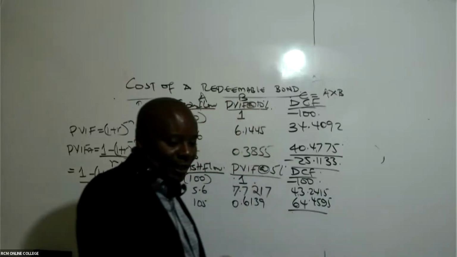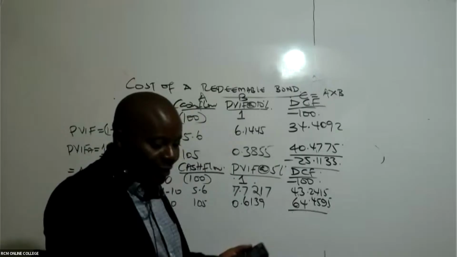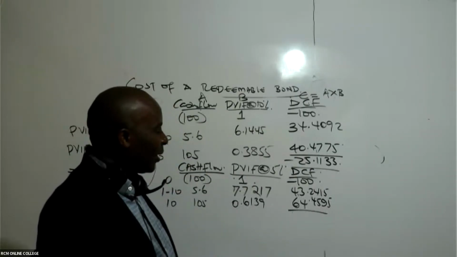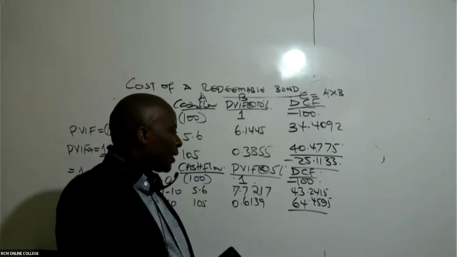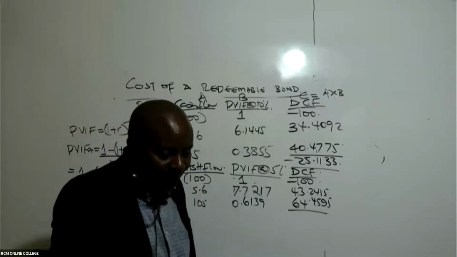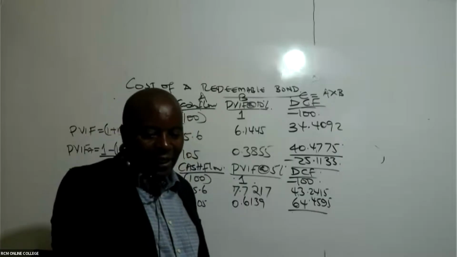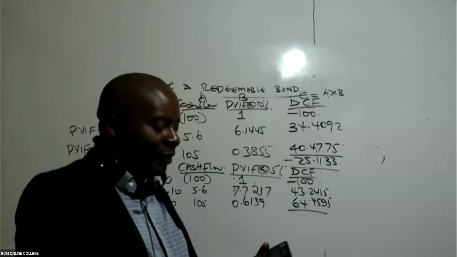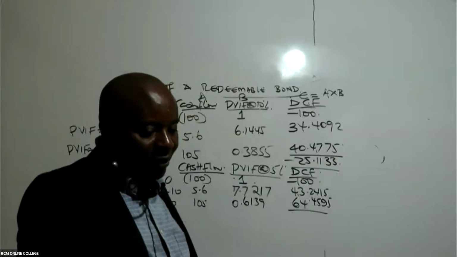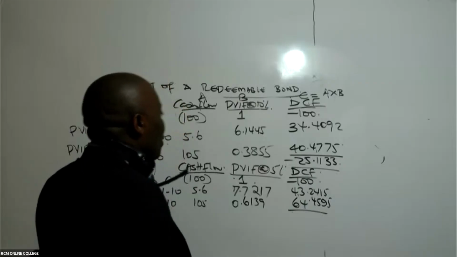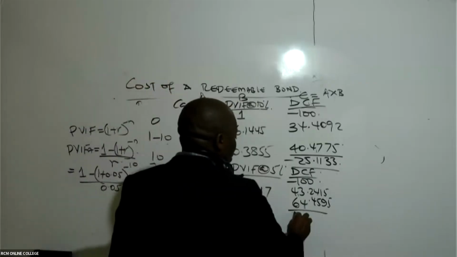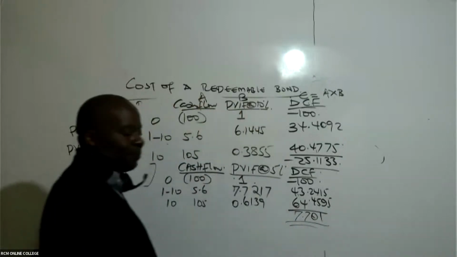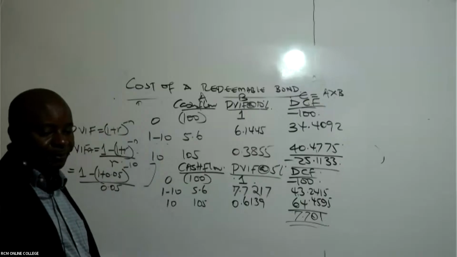What is the final answer here, somebody? 7.7? The final answer. What am I getting as my final answer? Myself, I'm getting 7.701. So 7.72, I'll be able to accept that one because of rounding off errors.